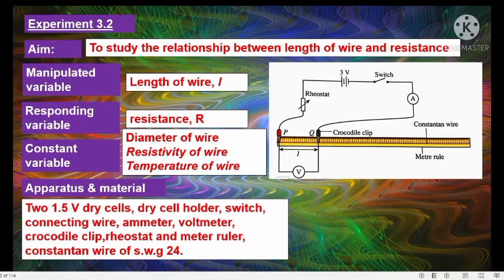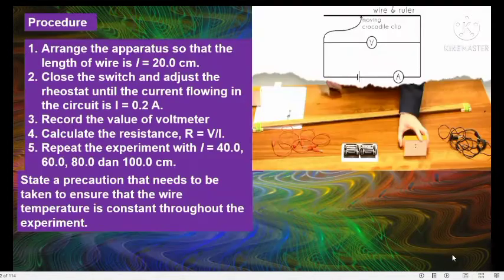Okay, and then the second crocodile clip, you can move it to change the length of wire, because in this activity we want to relate between length of wire and resistance. And then across the wire we connect to voltmeter so that we can get reading of voltmeter.